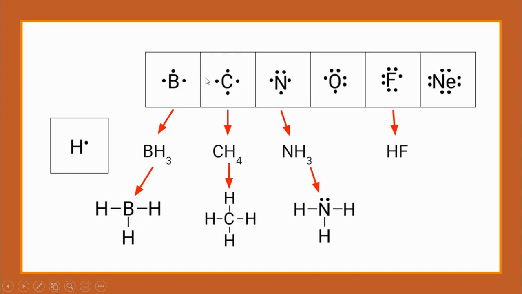Carbon wants to form 4 bonds, so you can see it becomes CH4. Nitrogen has 3 lone electrons, so it will be NH3 and form 3 bonds. And then notice nitrogen would have 2, 4, 6, 7, 8 electrons surrounding it. And so oxygen would generally form 2 bonds, that's H2O, and fluorine would form 1 bond with the hydrogen, and neon doesn't tend to bond.